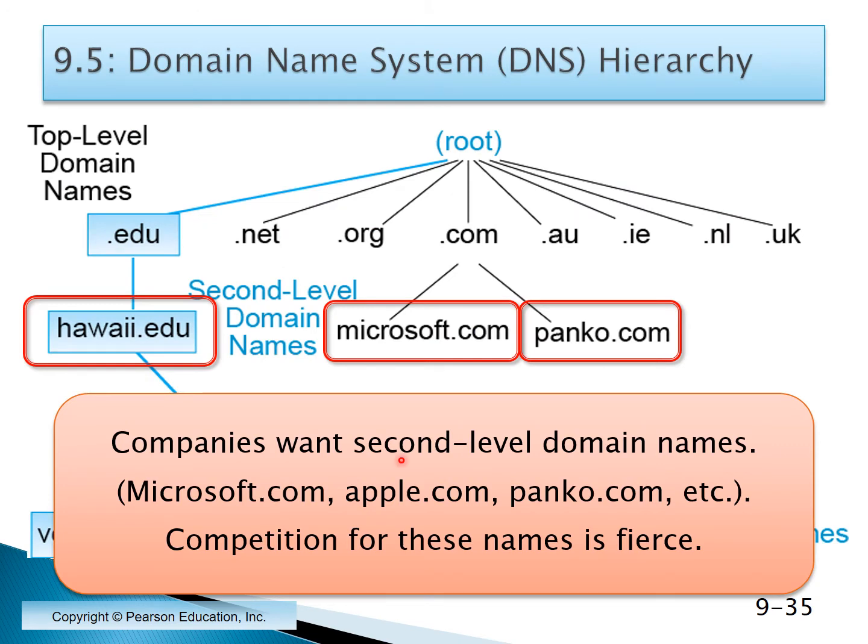Companies usually want second level domain names, because in the past 30-40 years, people already know they should get something like Microsoft.com, Apple.com, etc. Because that's what people will think about when they think about a company. I will very generally say Microsoft.com, Apple.com, IBM.com. So we know this .com is very important. That's why a lot of companies make sure that they get all these names, so that people will not go to another wrong website. So competition for these names is fierce.